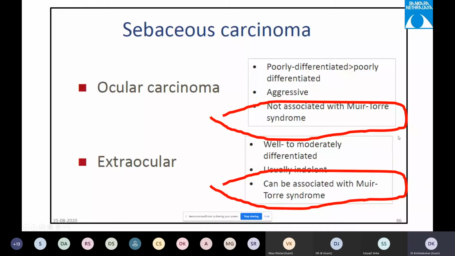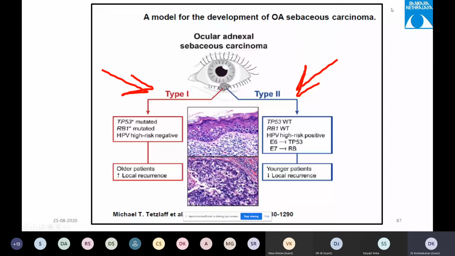So when they ask you, ocular sebaceous gland carcinoma, is there any chance for Muir-Torre syndrome? You must say no. That's a very, very important point. This is another classification from MD Anderson. The Bita Esmaeli group published in Clinical Cancer Research last year, and they are classifying sebaceous gland carcinoma, ocular adnexal type, into two types, type 1 and type 2.